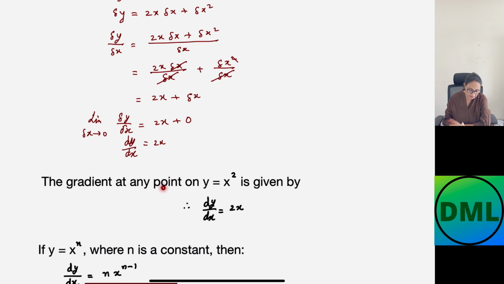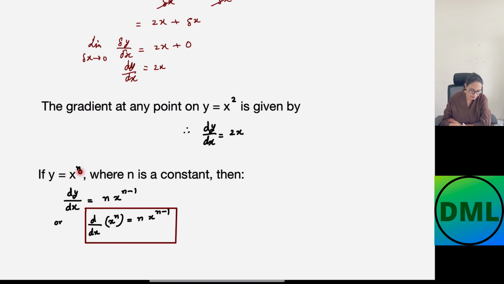The gradient at any point on y is equal to x square is given by dy by dx is equal to 2x. Let's see the general formula here. If y is equal to x to the power n, where n is a constant term, then dy by dx is given by n x to the power n minus 1. The power will come in the front and the power will be reduced by 1. That's how you have to differentiate that.